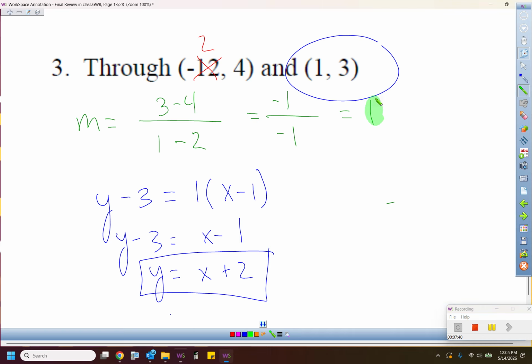Here's the slope of 1. And then the point. It's just like a little opposite game. It's kind of weird that it's a 1. You really get the same thing back, you know.